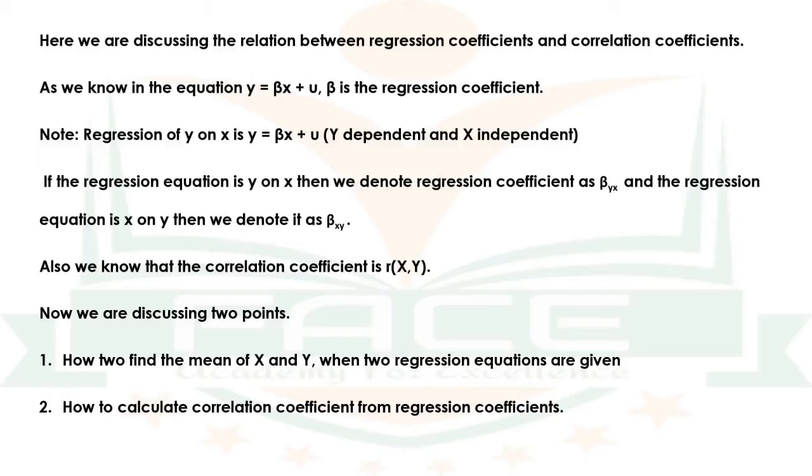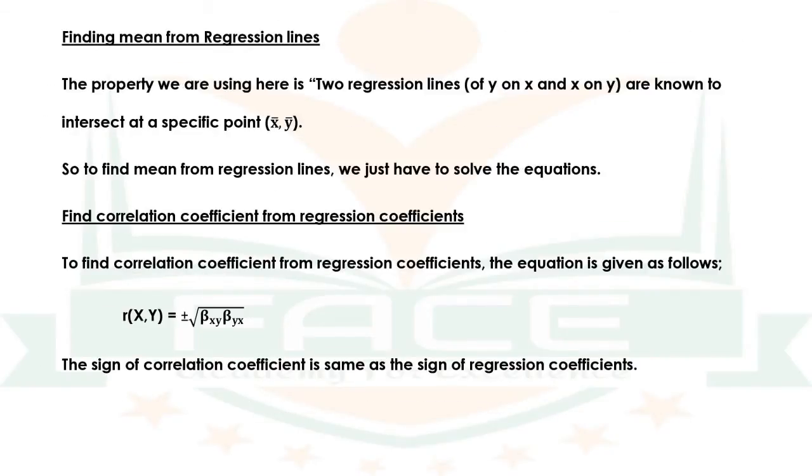Now we are discussing two points, that is how to find the mean of x and y when two regression equations are given and how to calculate the correlation coefficient from regression coefficients. The first one, finding mean from regression lines. Here we use a property: the two regression lines of y on x and x on y are known to intersect at a specific point x bar, y bar, that is the mean of x and mean of y. So to find the mean of the variables included in the regression lines, we just have to solve the equations.